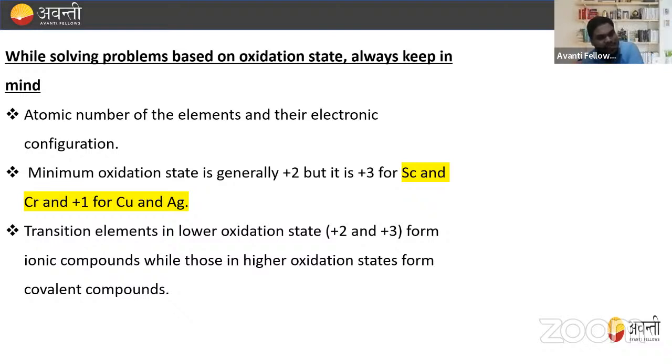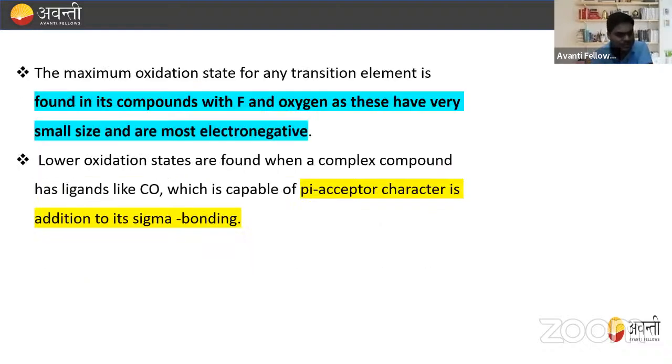The second: the minimum oxidation state is generally +2, but it is +3 for scandium and chromium and +1 for Cu and Ag, right? Transition elements in the lower oxidation states, that is +2 and +3, form ionic compounds, while those in the higher oxidation states form covalent compounds.